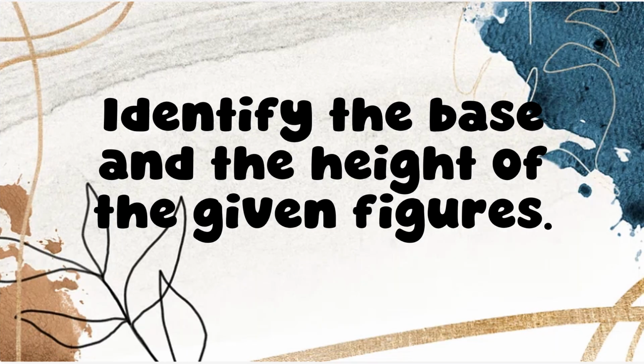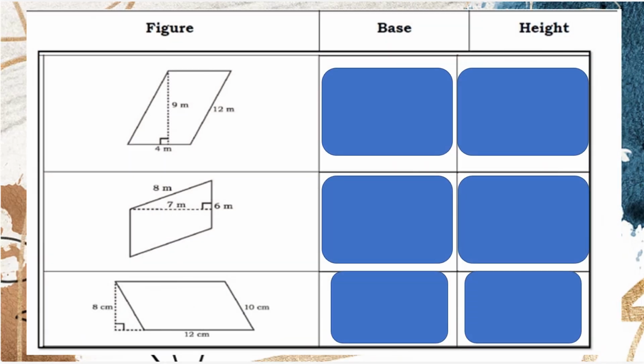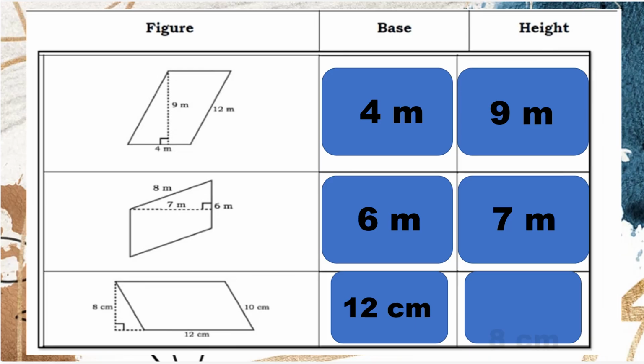Can you identify the base and the height of the given figures? Okay, in figure 1, the base is 4 meters and the height is 9 meters. Next, second figure, the base is 6 meters and the height is 7 meters. In the third figure, the base is 12 centimeters and the height is 8 centimeters. Did you get the correct answer?